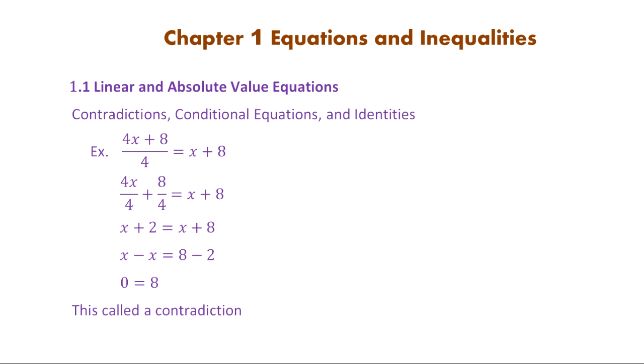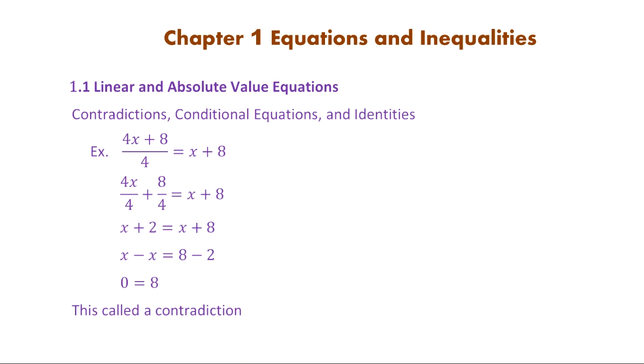So suppose we want to solve the equation 4x plus 8 over 4 equals x plus 8. So just use the rule for fractions. We can split the numerator of the expression on the left into two parts to get 4x over 4 plus 8 over 4, right? And then you can simplify each term on the left to get x, cancel the 4, and 8 over 4 equals 2. So we get x plus 2 equal to x plus 8.